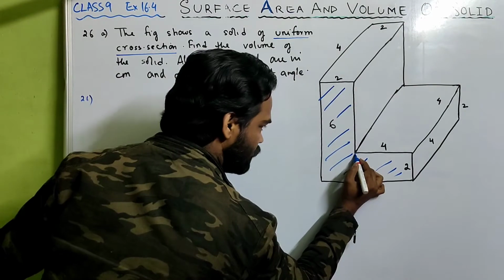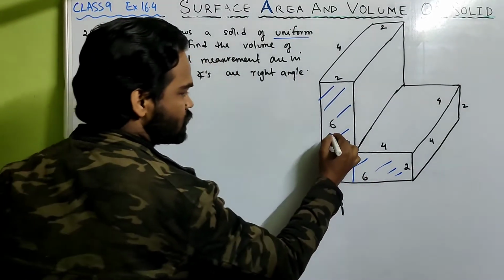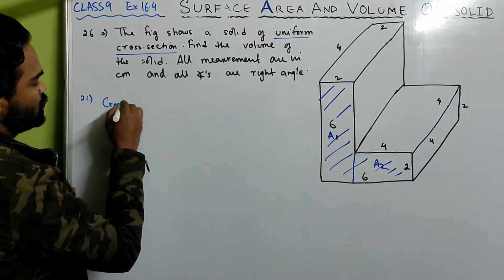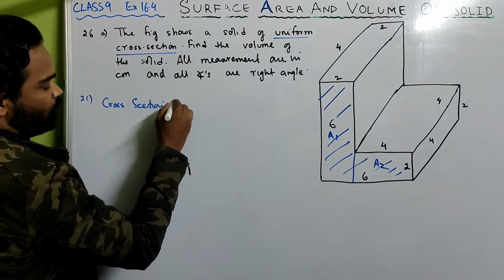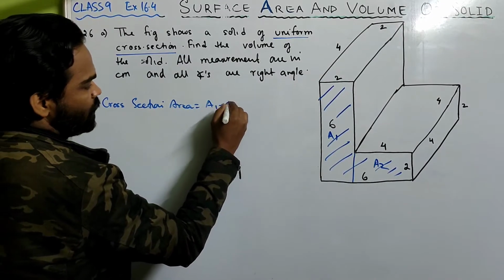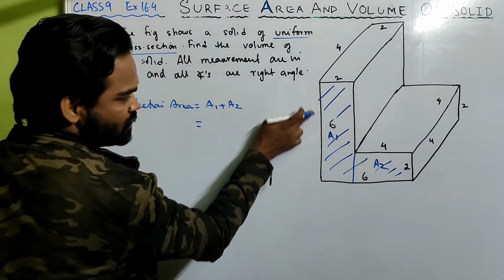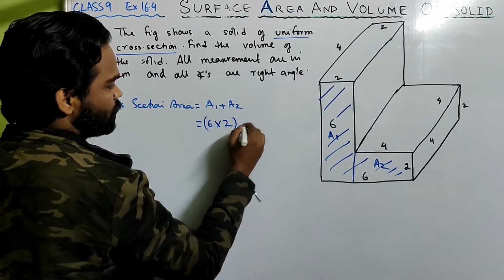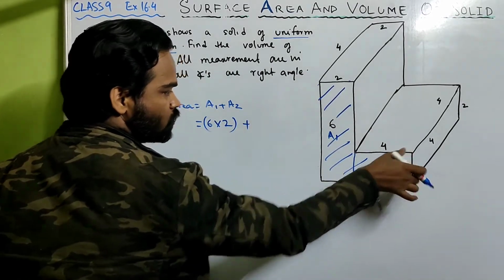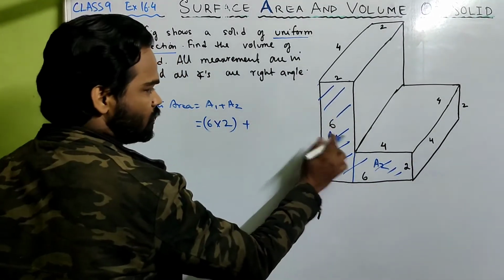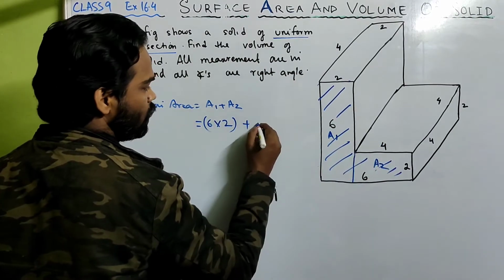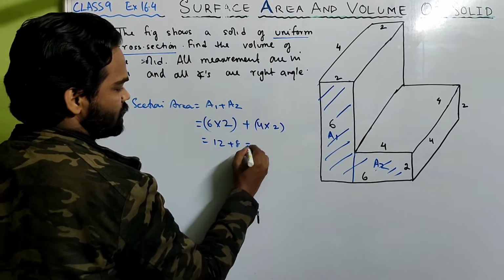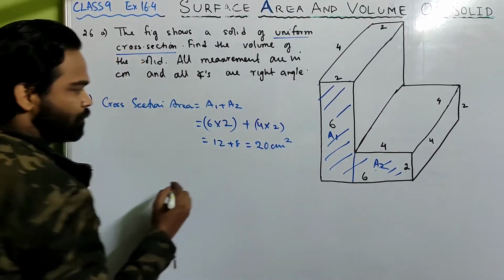Now look over here carefully. Cross section area. Suppose this is A1, A2. So the cross section area of this figure will be A1 plus A2. Now A1, this is 6 centimeter and this is 2 centimeter. A2, this is 4 and this is 2. They both are rectangles. So this is 4 length and the breadth is 2. So that's 12 plus 8, that's 20 centimeters square.